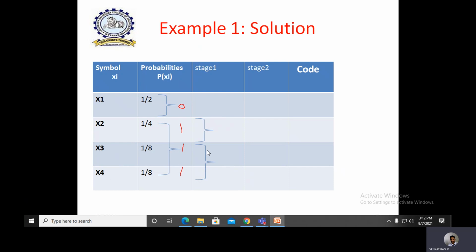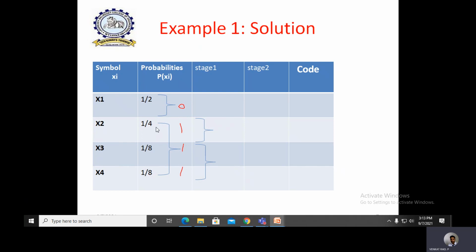So why only like this? You can try with another also. For example, if you divide x2, x3 as one group and x4 as another group, then if we add these, that is 3 by 4 and this is 1 by 8. So this 3 by 4 is very high compared to 1 by 8. That division is against our rule, because the sums of the probabilities of the subgroups must be almost equal. So I divide x2 as one group, and x3, x4 as another group.